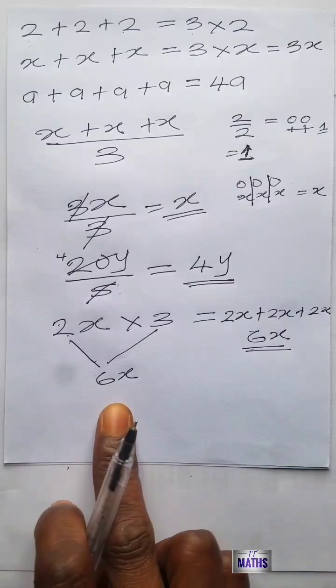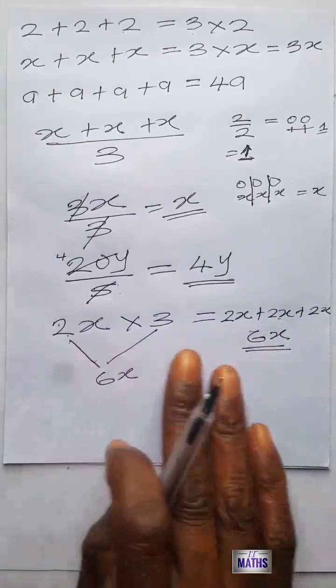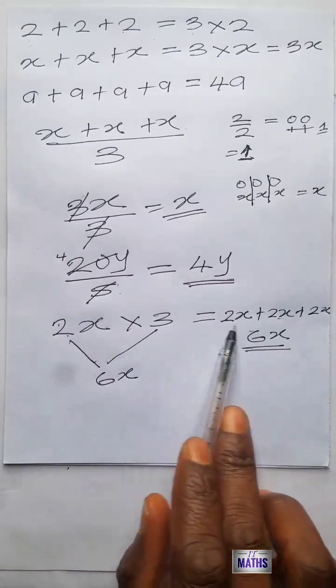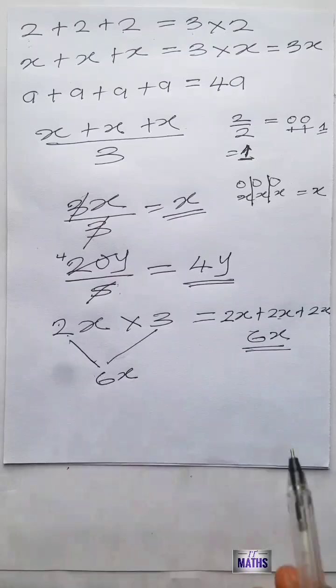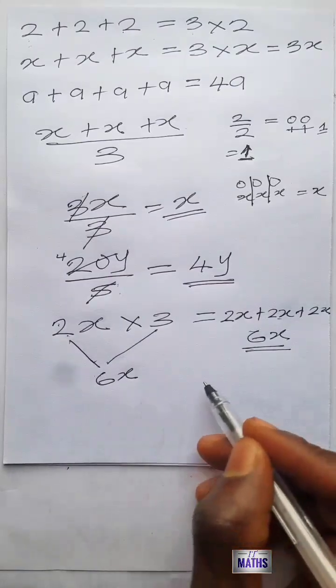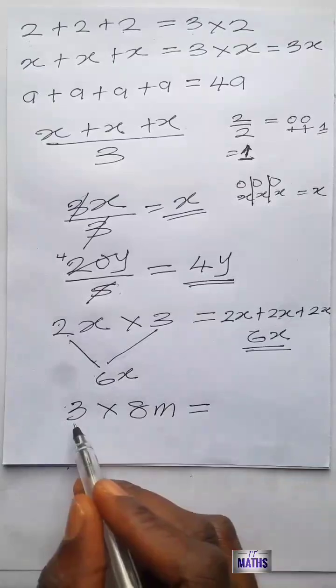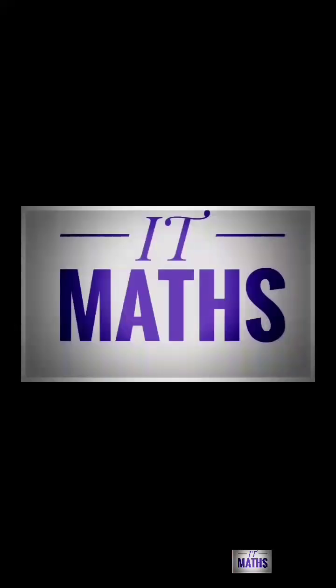That's a faster way to do it. I'm just trying to make you see it in different ways. Whichever way you choose is correct. But this is faster than doing this. This makes you understand why it is so. But this is what we do in algebra. So if I ask you to solve this, what would you do? 3 times 8m. Multiply this and then give me your answer.